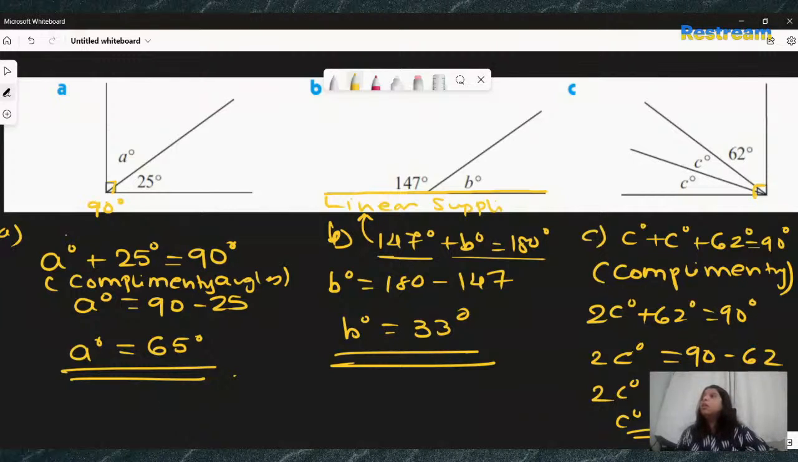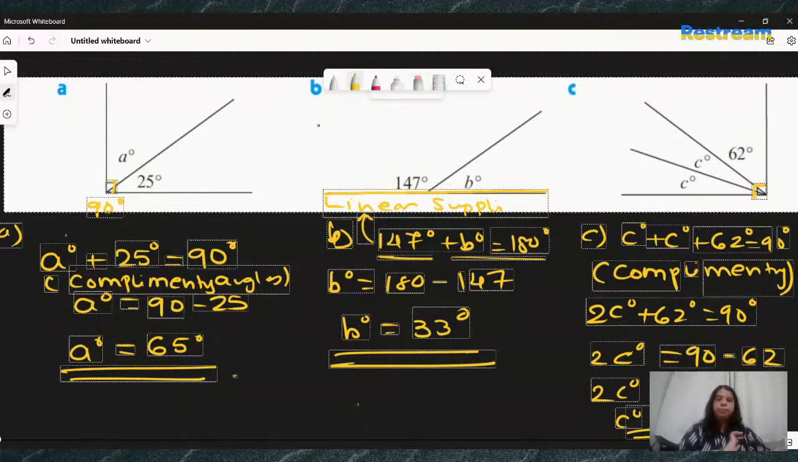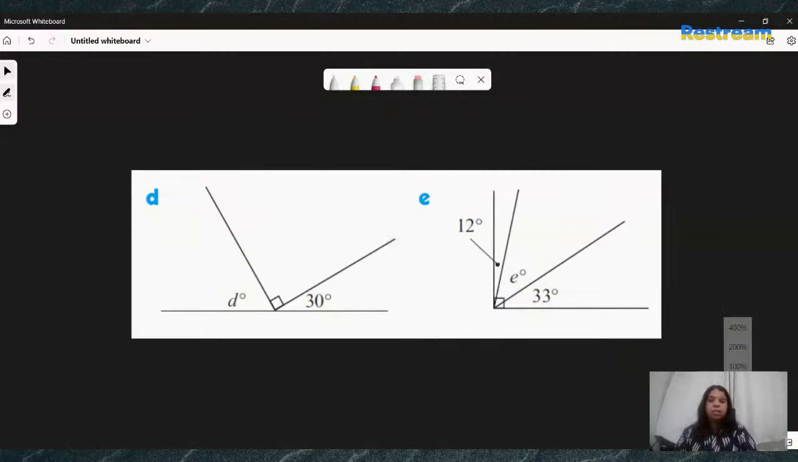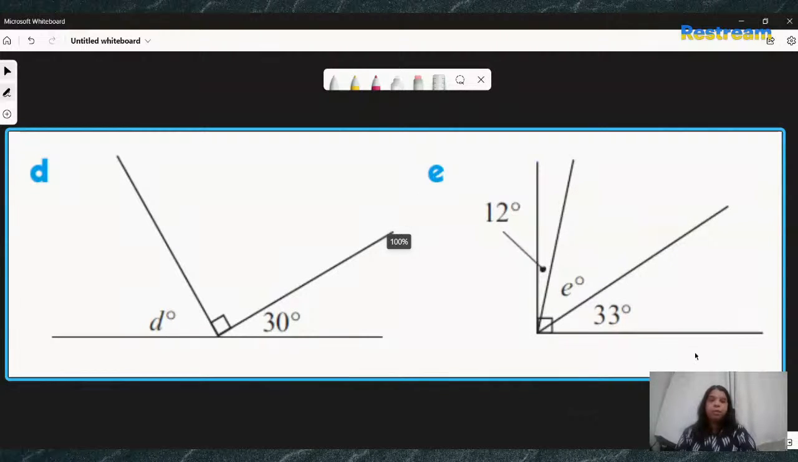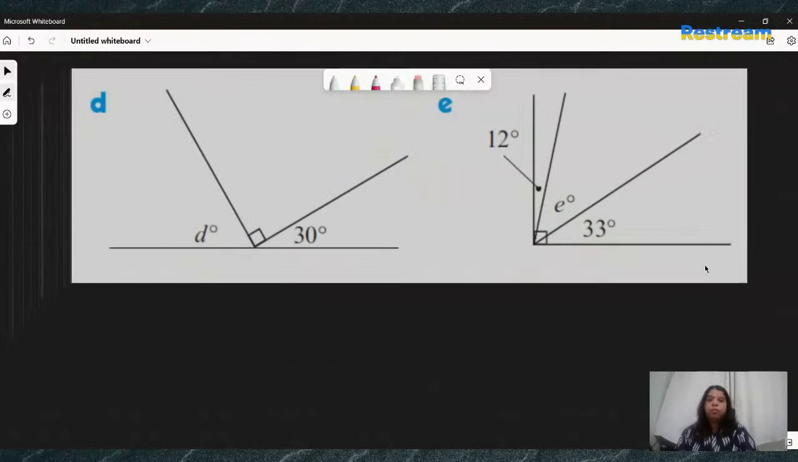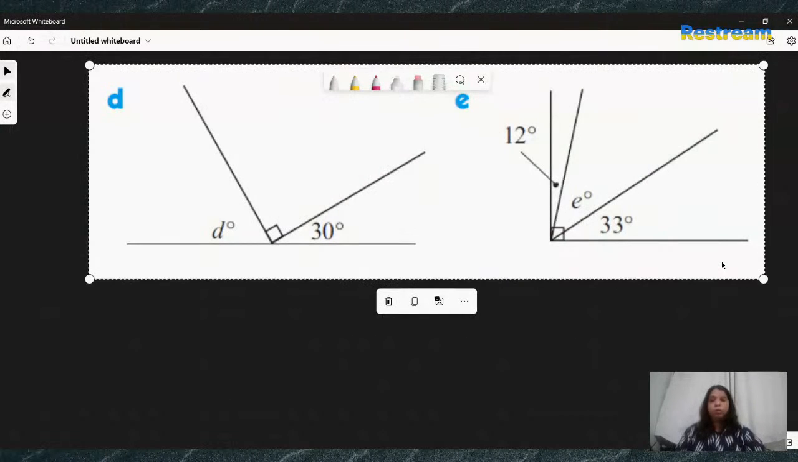Next, we are going to do another question, which I think is slightly different, and I would like to do that question also. So I'm going to take these two. You can see these are again one supplementary, one complementary pair, and we are going to make sure that we have the correct answers.